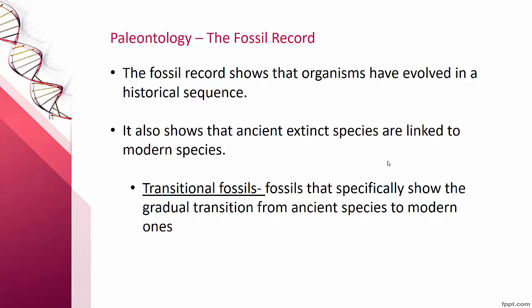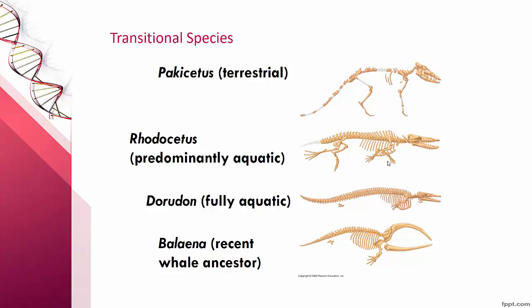And we also get that these species are not disjointed from each other, and we get them through transitional fossils or transitional forms. So these are fossils that specifically show the gradual transition from an ancient species to modern ones. We're going to have a look at a few of them now.